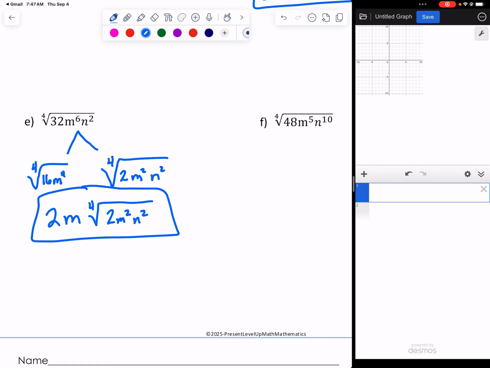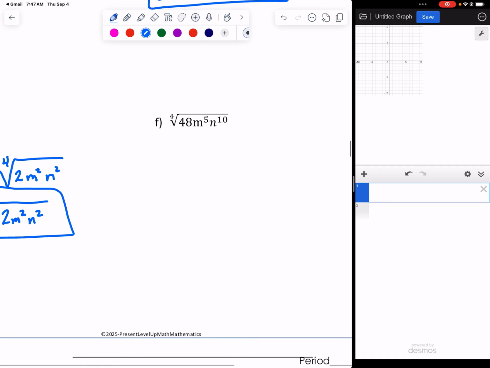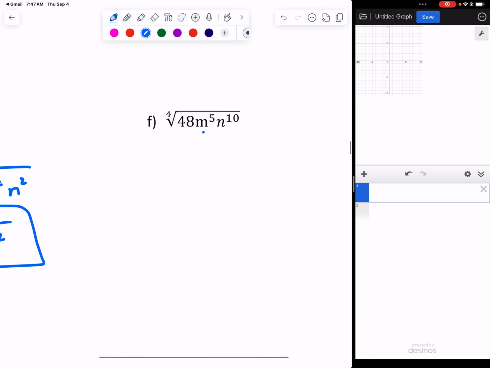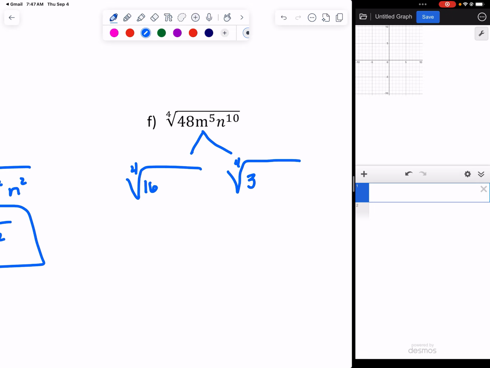Now pause the video and try problem F on your own. All right, let's see how you did. All right, I broke this down into 2 fourth roots. I used 16 times 3 for 48, and then I used m to the 4 times m for my m to the 5 power. For my n to the 10, I used n to the 8 and n to the 2.